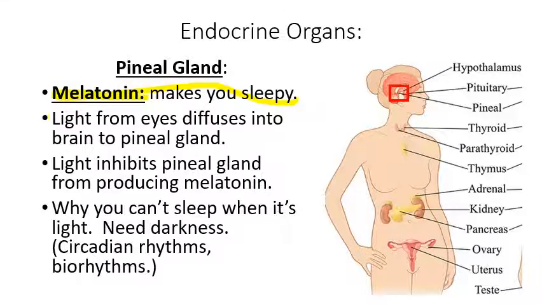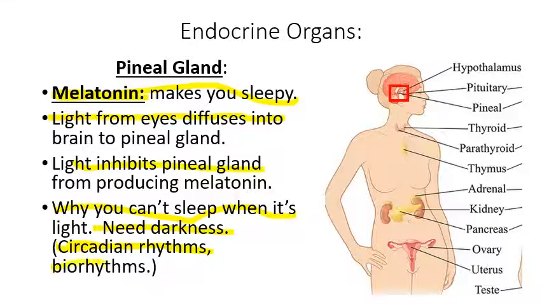A little bit of light can actually diffuse through the back of your eyes and get into the brain. So the brain does physically get a little bit of light, and that light is able to inhibit the pineal gland from producing melatonin. And so that's why you can't sleep when it's light. You need darkness to go to sleep. That's one of many functions that humans have that follow something called a circadian rhythm.